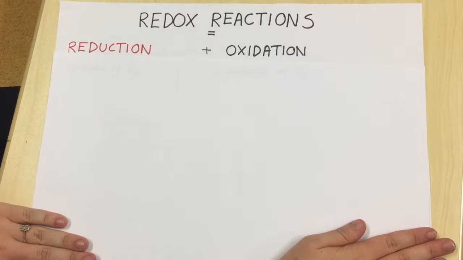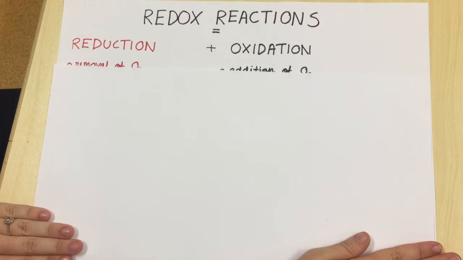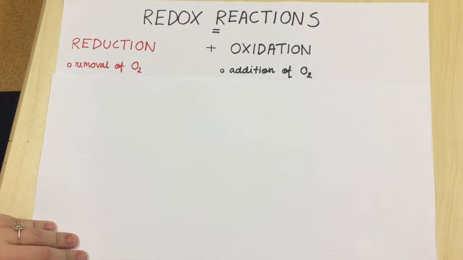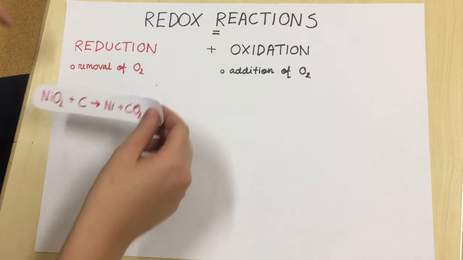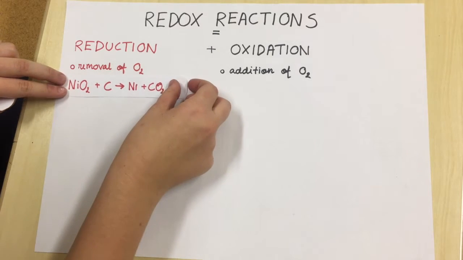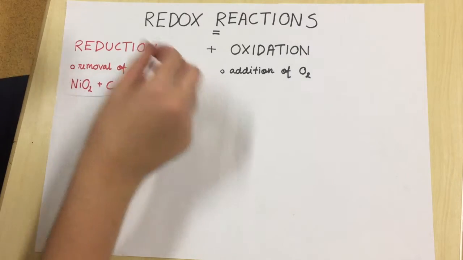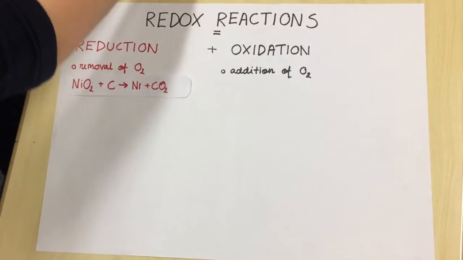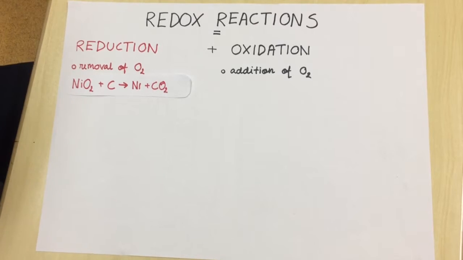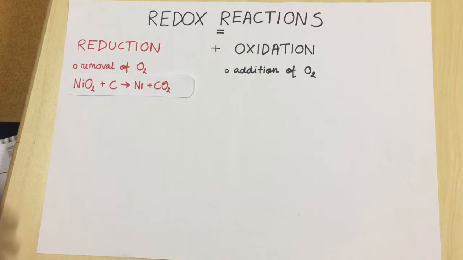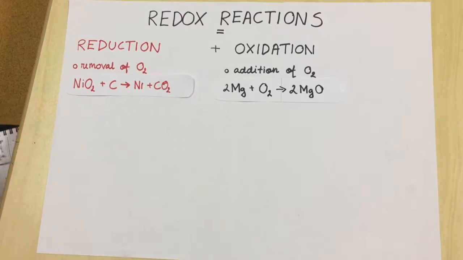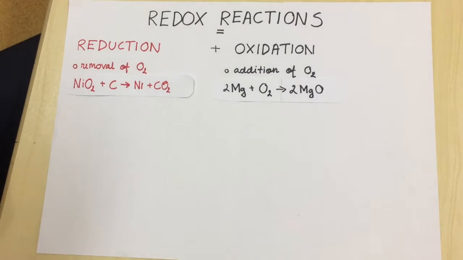In terms of specific elements, reduction is the removal of oxygen, while oxidation is the addition of oxygen. We will now show you some examples. In this example, nickel(II) oxide is reduced by carbon to give metallic nickel. Therefore, the removal of oxygen happens. In the second example, metallic magnesium reacts with oxygen, creating magnesium oxide, therefore combining magnesium with oxygen.